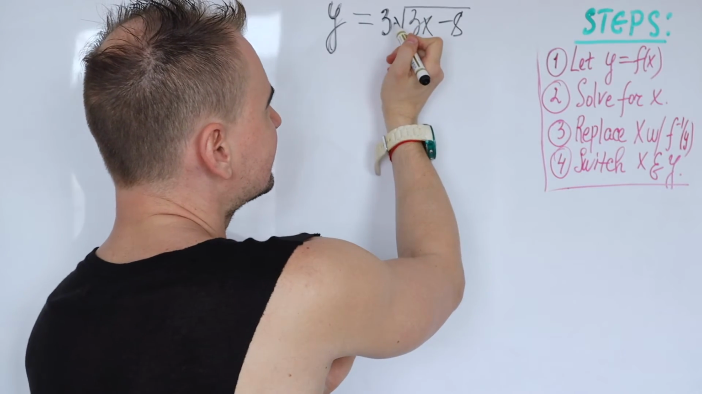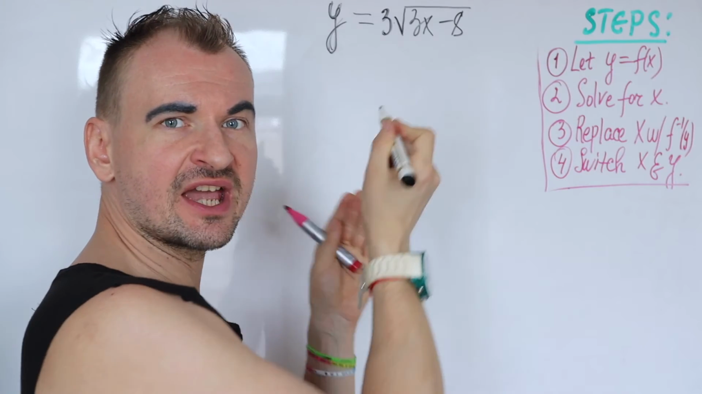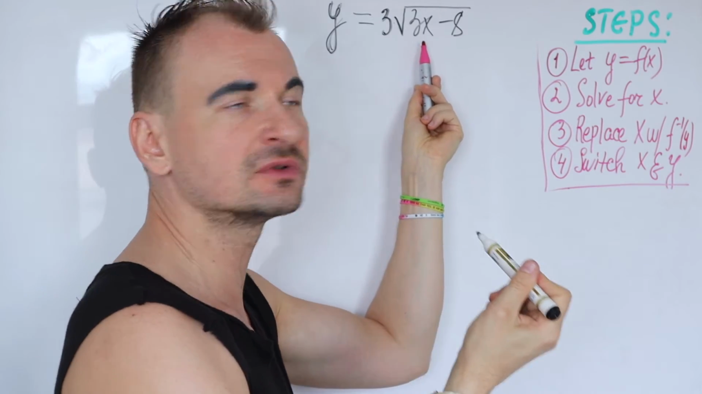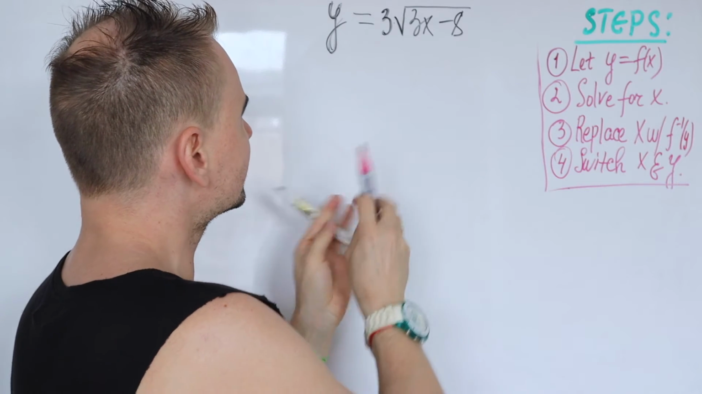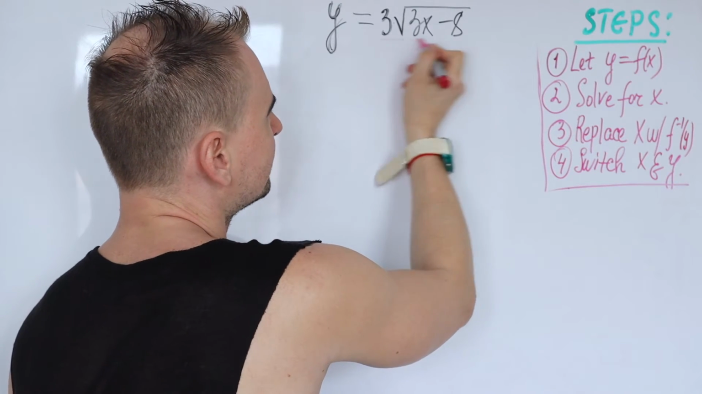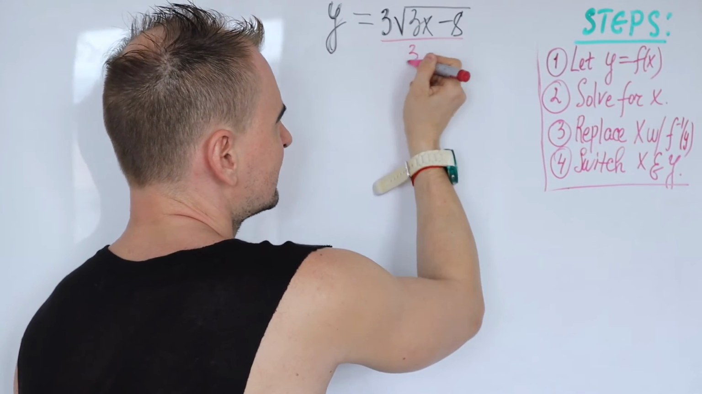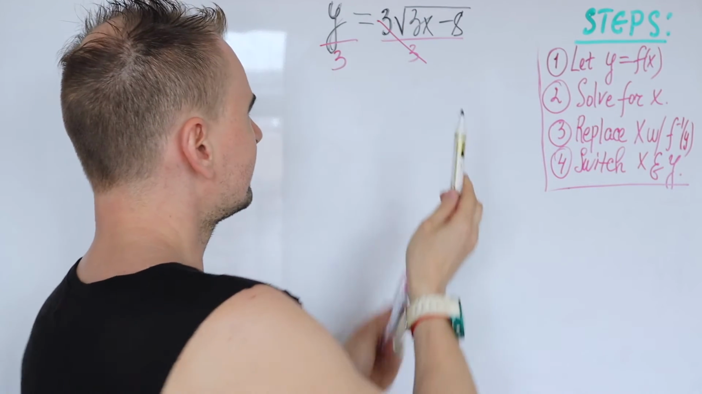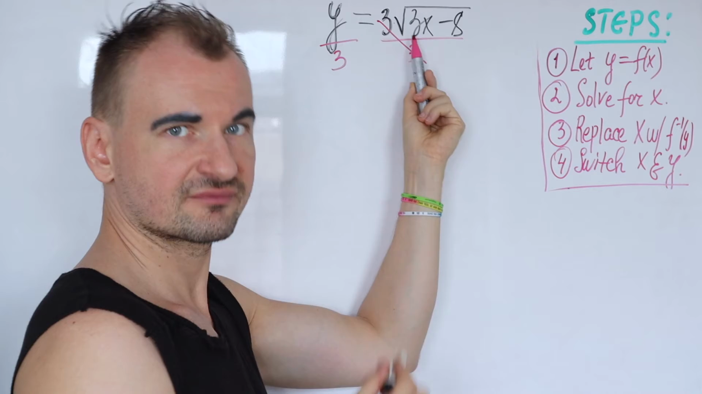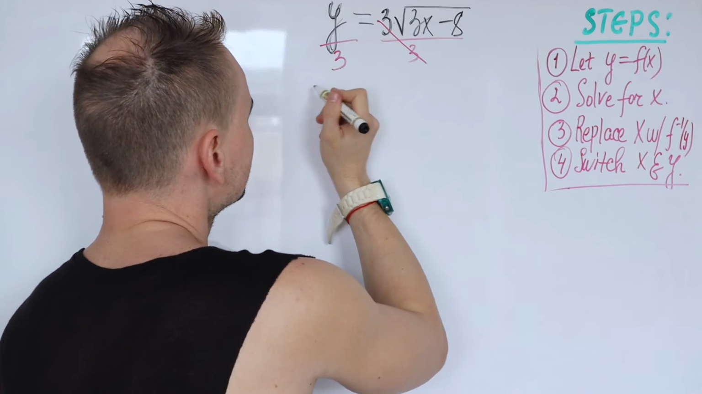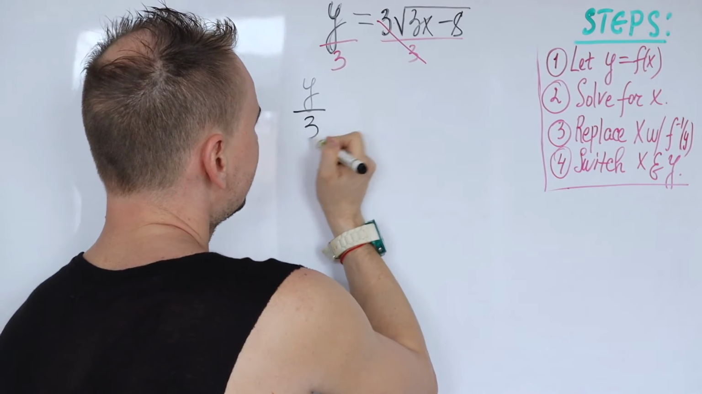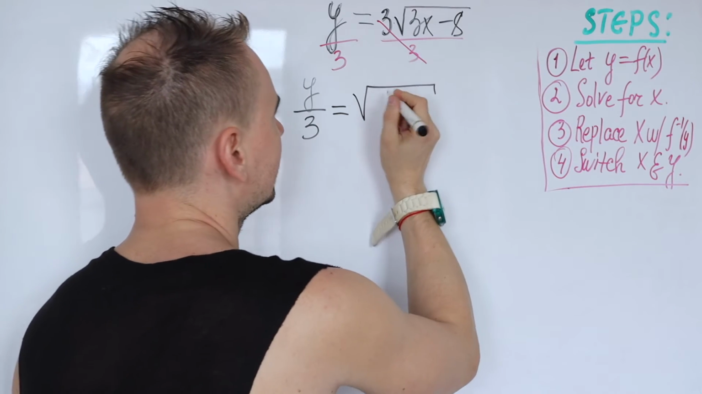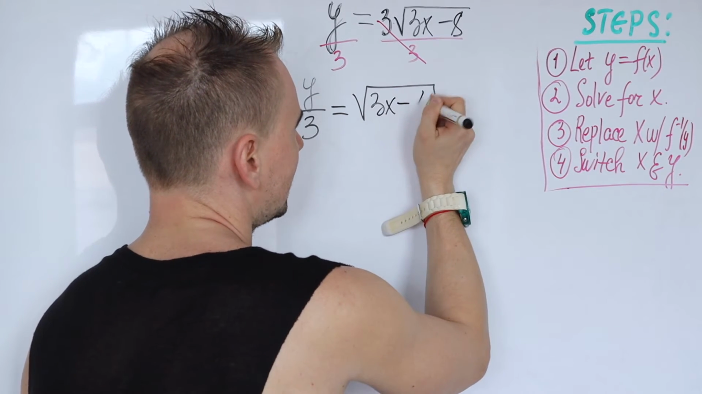Now, since we have this 3 attached to this root and we're aiming for this x, which is basically underneath the root, the first step would be to divide by 3. We want to get rid of this 3, so just divide by 3 and we would isolate the entire root. You would be left with y over 3 equals the root, and we have to keep what we have inside, 3x minus 8.